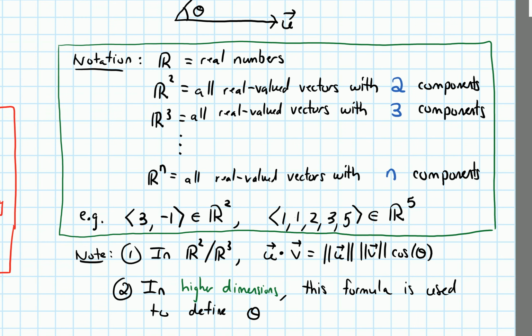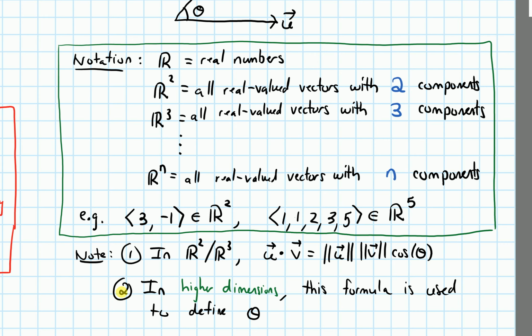Okay, and then I want to note two things. In 2 dimensions, R2, and 3 dimensions, R3, the dot product has that nice visual representation. U dotted with V will be equal to the length of U times the length of V times the cosine of the angle in between. And we could derive that even in 2 dimensions using the law of cosines. In fact, it's actually a little bit quicker computationally in 2 dimensions. In higher dimensions, we can't really visualize the angle between 2 vectors.